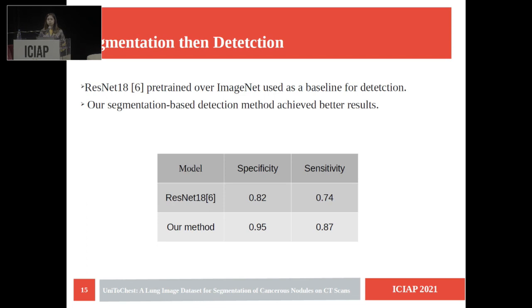For comparison with a baseline technique, we compared our methodology with a binary classifier based on ResNet 18 that was pre-trained on ImageNet. We did this and the ResNet 18 achieved a specificity of 82% and a sensitivity of 74%, which is lower than our methodology that does the segmentation part first and then the detection part.